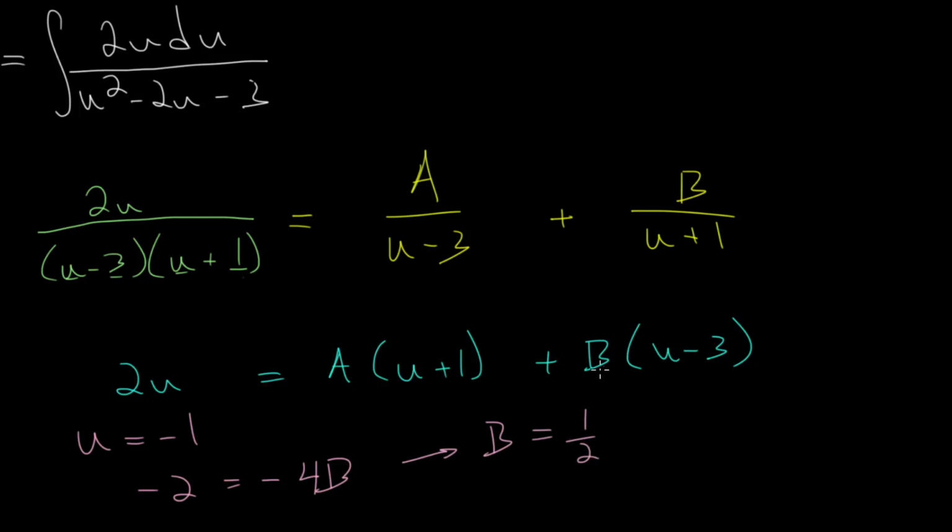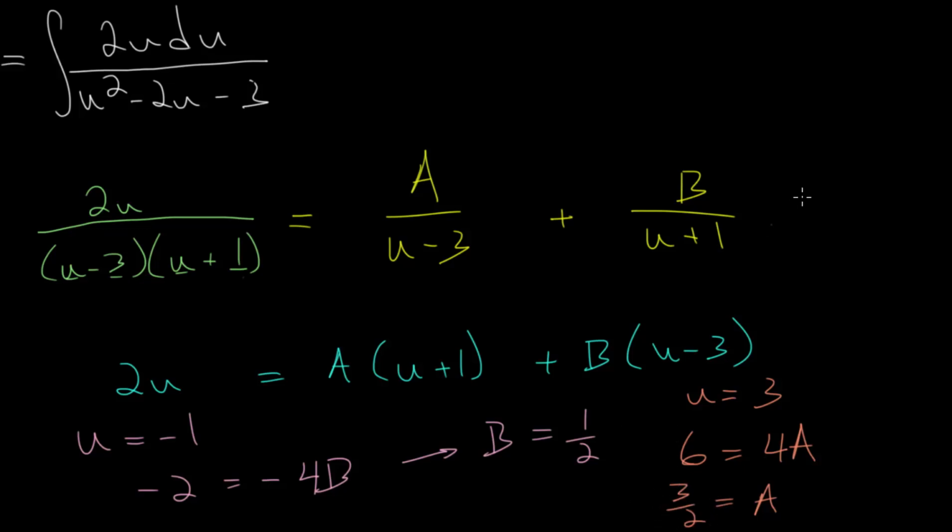And we use a similar trick to figure out what a is. We can set u equal to 3 here. Let me choose a different color. When u is 3, this term with b in it will cancel out. And we get 6 is equal to a multiplied by 3 plus 1, which is 4. So 6 is equal to 4a. And 6 over 4 simplifies to 3/2.